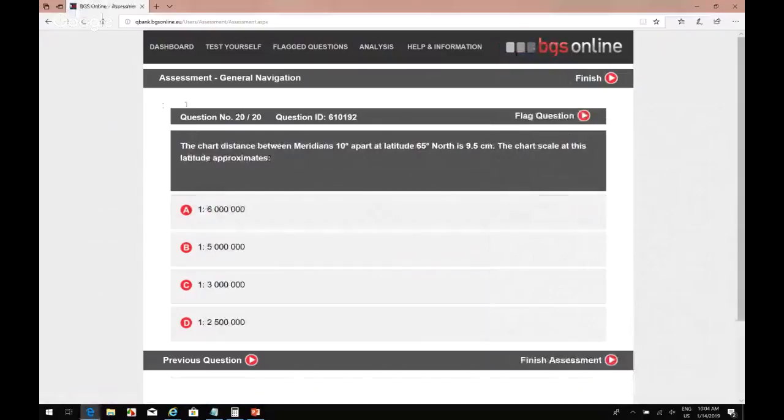Good. Chart distance between meridians 10 degrees apart at 65 latitude north. Okay, chart scale, so we need to do departure again.